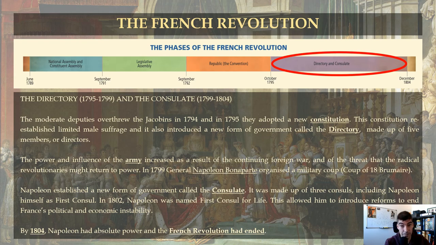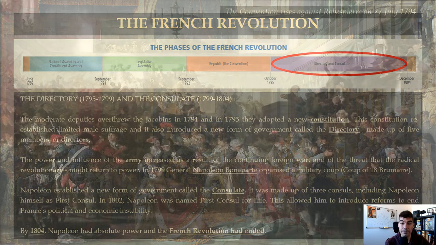Napoleon was very popular because in his government, he solved a lot of the economic issues of the country, and he also won the war. Okay, the first and the second coalition wars were won by France. By the year 1804, Napoleon had absolute power and the French Revolution had ended. Why? Because he named himself Emperor of the French. But we will study that in the next video.